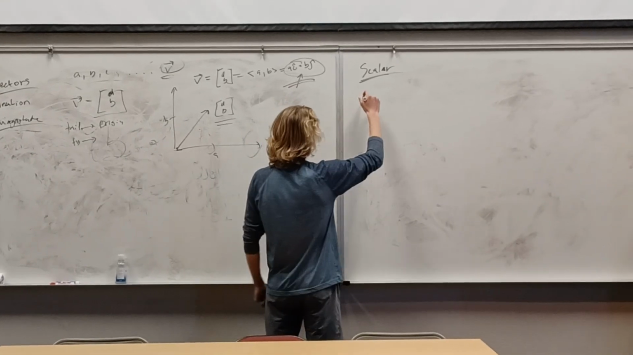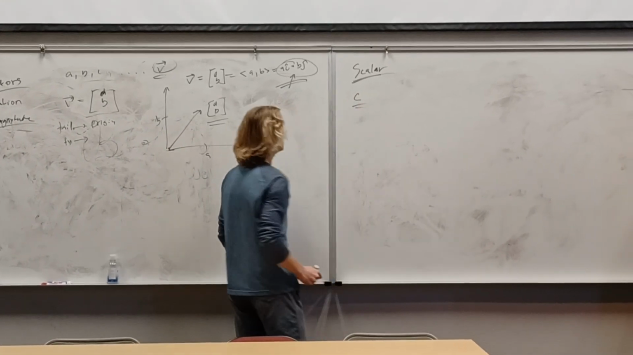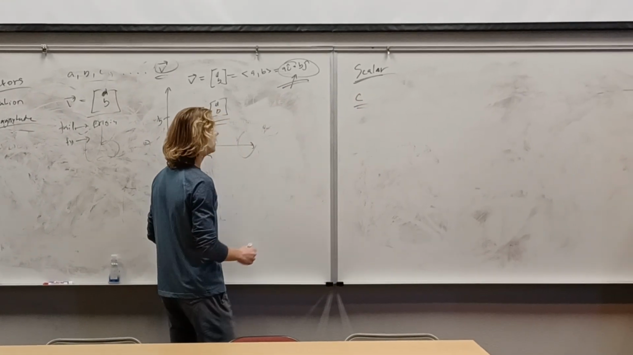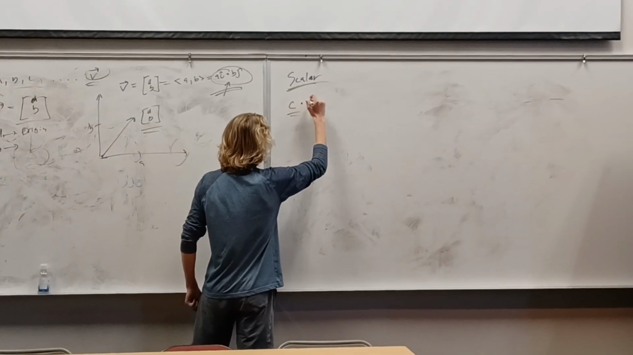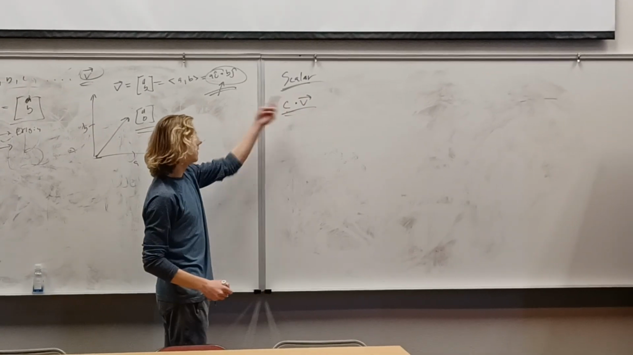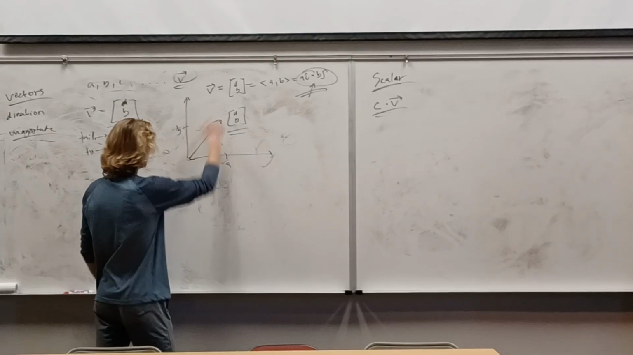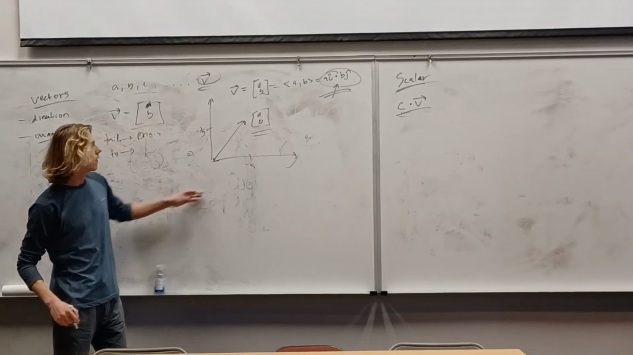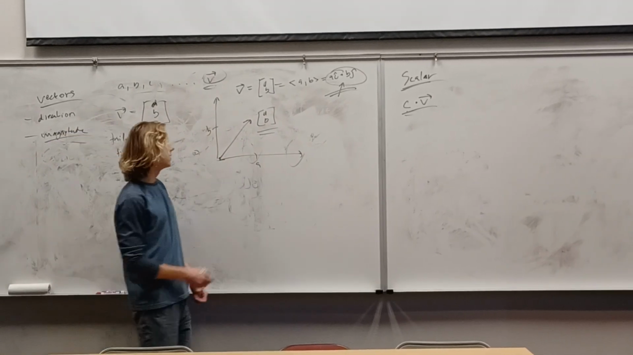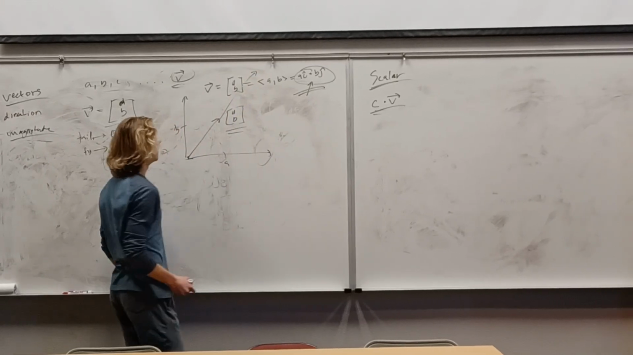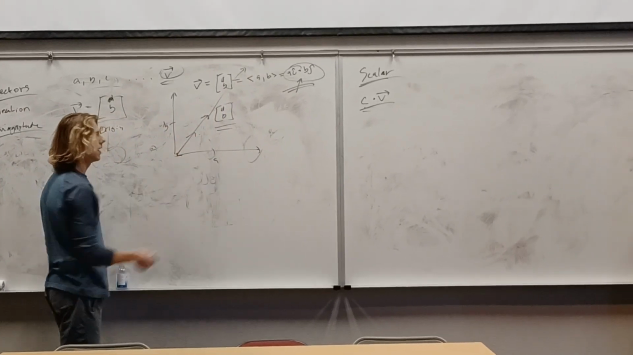So take a scalar C, I'll just call it C for now. The vector multiplied by the scalar simply increases or decreases the length of the vector depending on what C is. So if C is 2, it just doubles the length of the vector. If C is 1/2, it just halves the length of the vector.